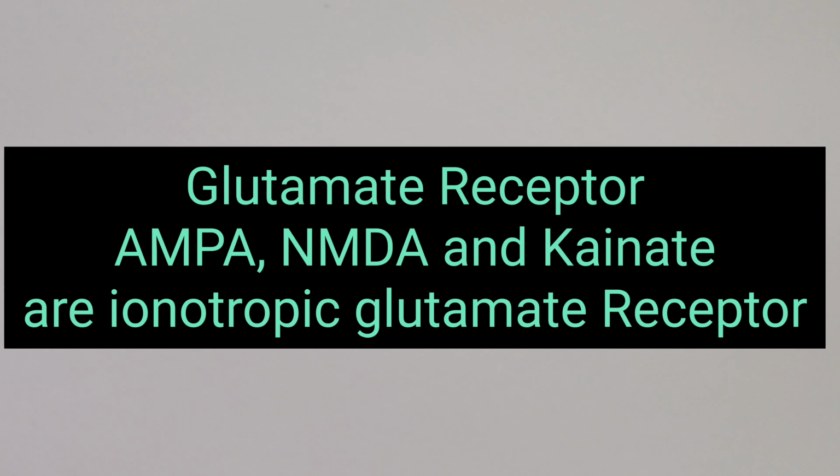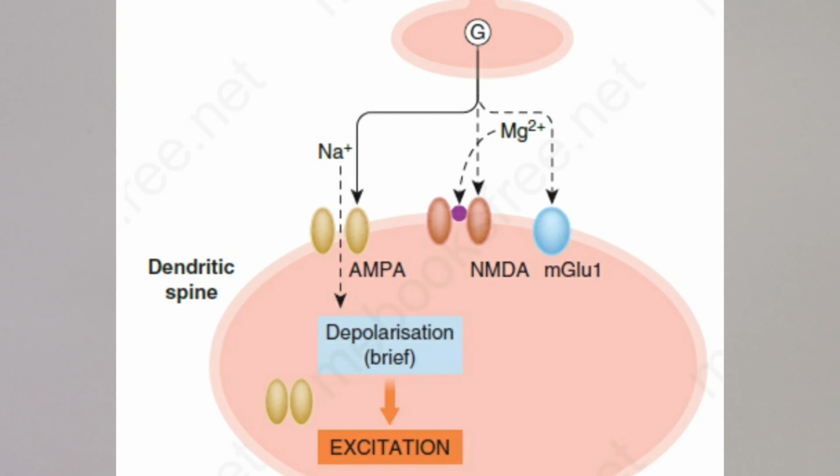The next example is the glutamate receptor. AMPA, NMDA and kainate are glutamate ionotropic receptors. Glutamate binding causes activation of the AMPA receptor, causing opening of sodium channels, allowing inflow of positive ions and causing depolarization of the cell.